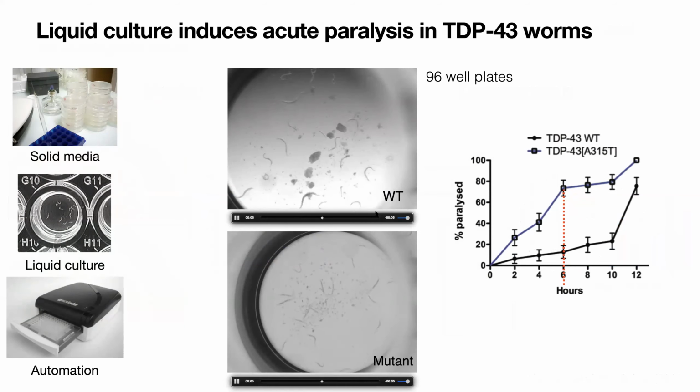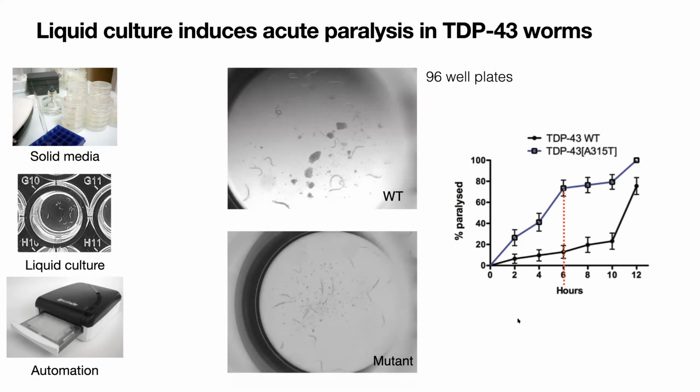And these are wild type worms swimming in a 96-well plate, and these are the mutant ALS strains. You can see they're not moving very well, and they're basically paralyzed like you would see them on plates. Now the bonus here is that this phenotype, which you usually see developing over 10 to 12 days when grown on plates, you can see in a matter of hours.